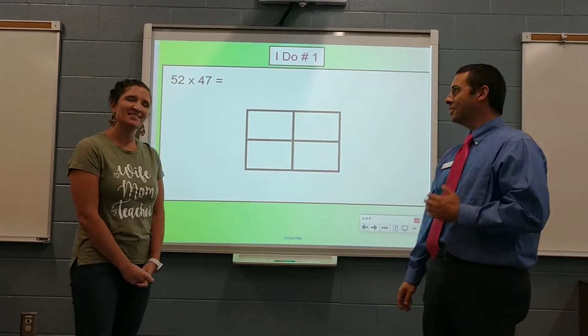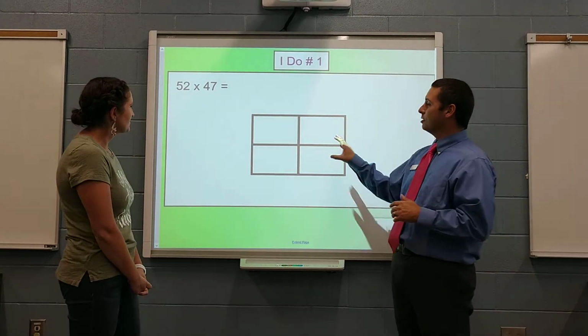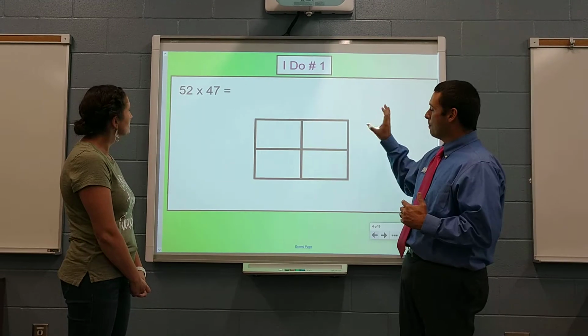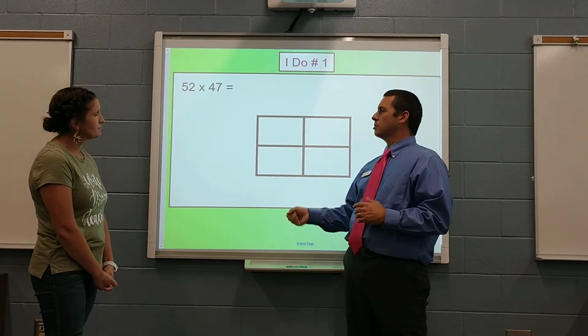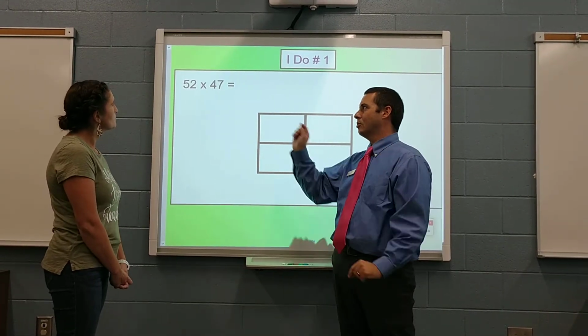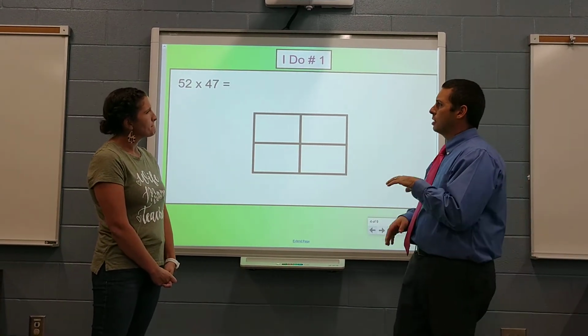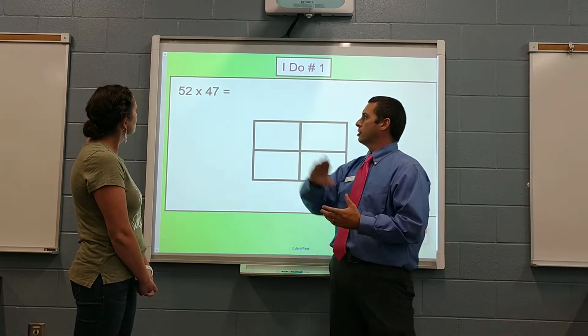Welcome back. We are ready for the I do portion of our lesson, and you can see right here we have a blank area model with just the model itself, and we're going to use that model to multiply two multi-digit whole numbers. Ms. Owens, what do you think we should do to use this model with the multiplication?